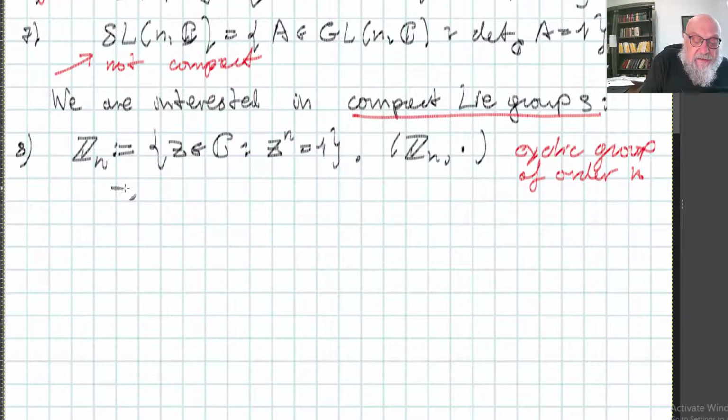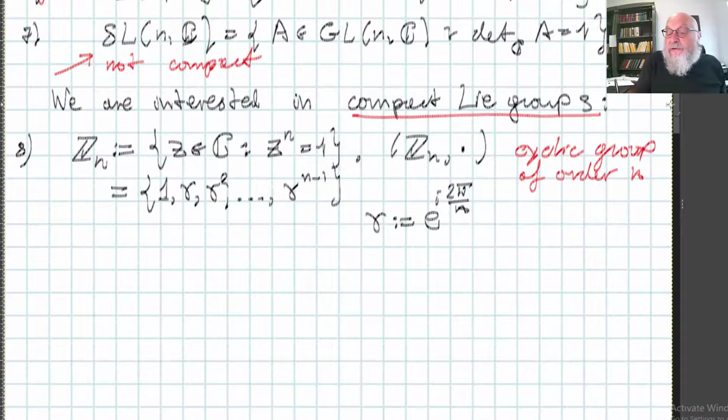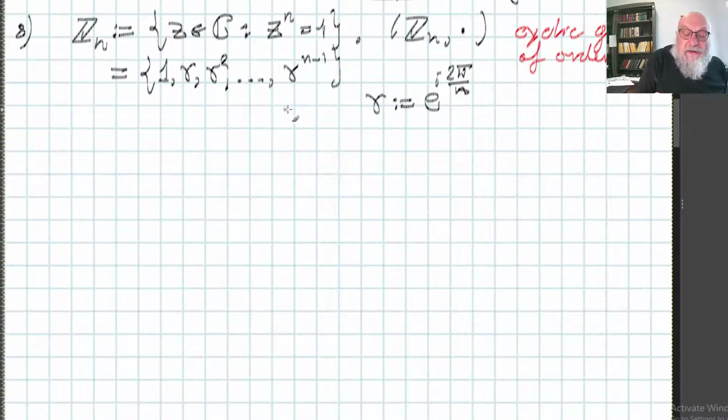So in such a case, because this is a Zn, I can also list all the elements of this group. So this is gamma squared, and let's write it down, this is gamma to the n minus 1. And in such a case, what is gamma? Gamma in our case is a root of identity. So this is e to the i 2 pi divided by n. So you can visualize the Zn group.